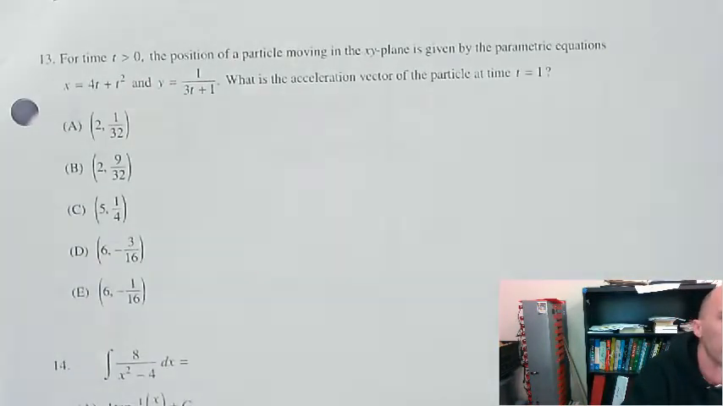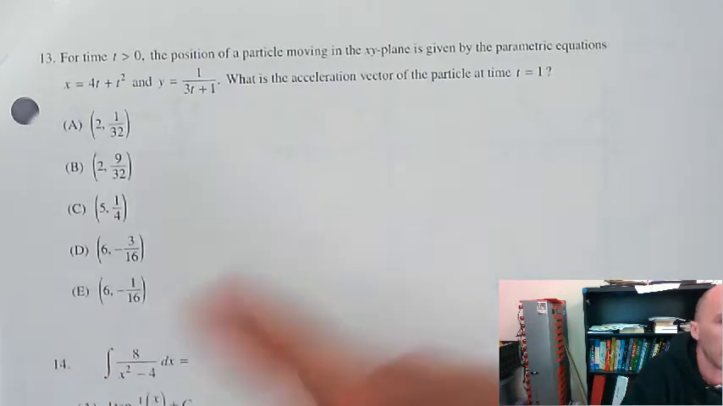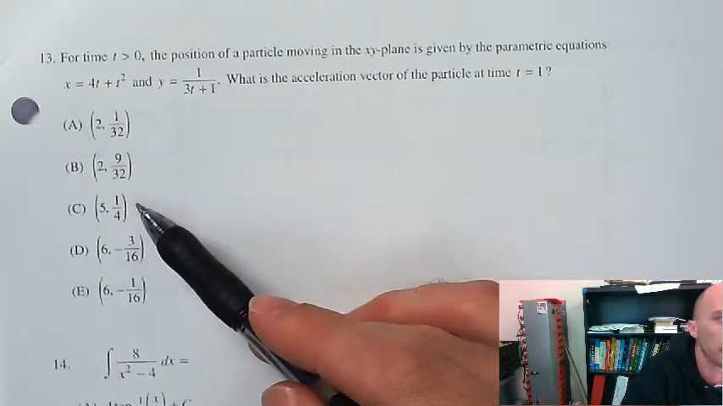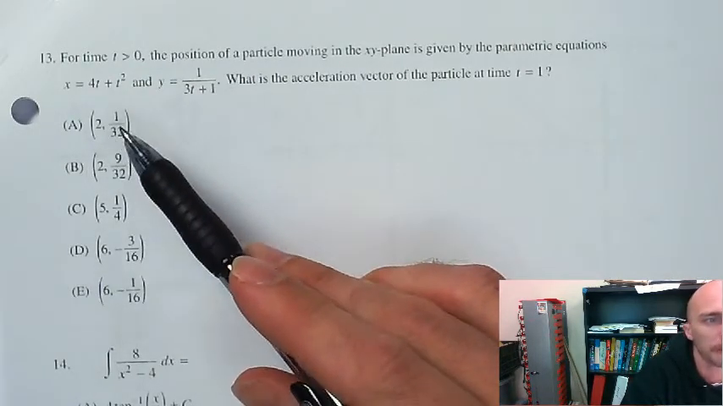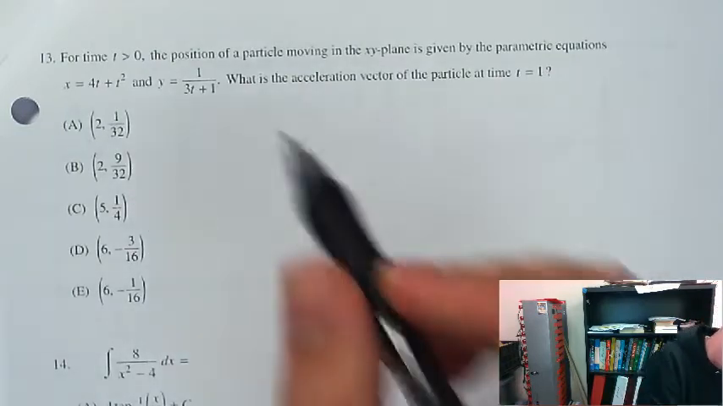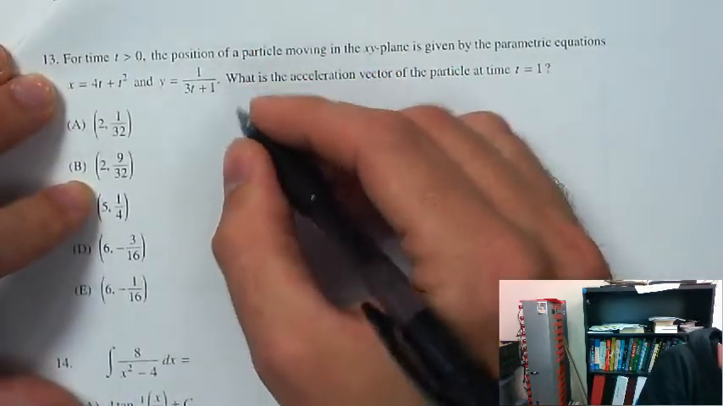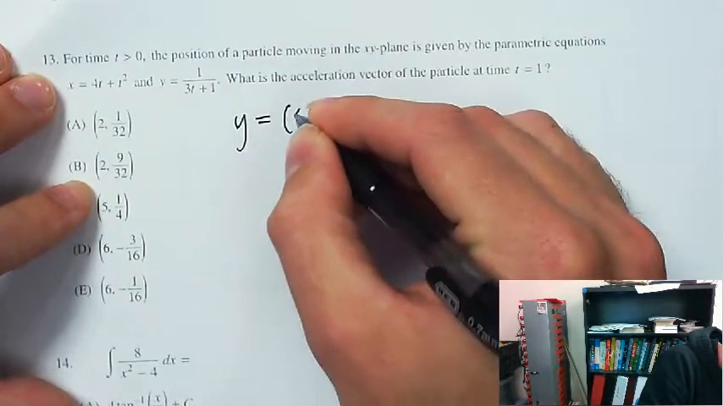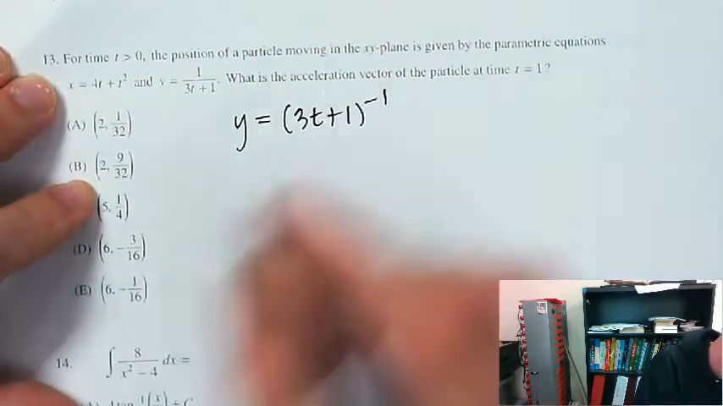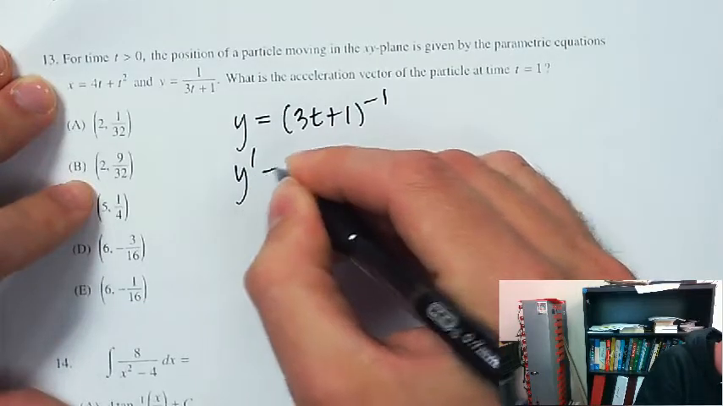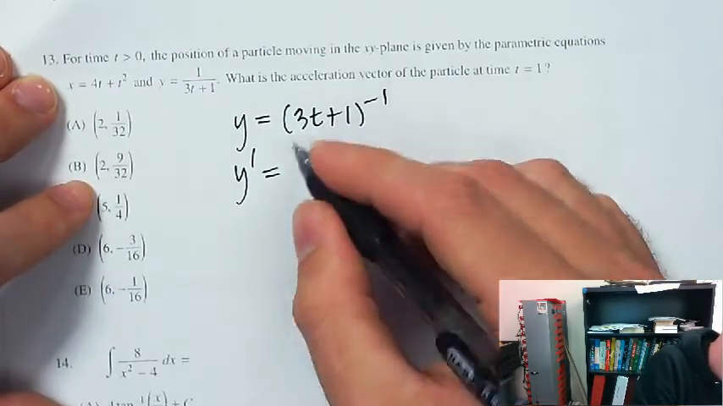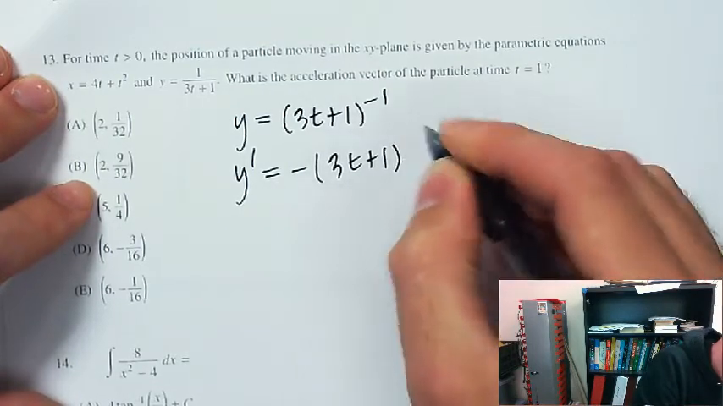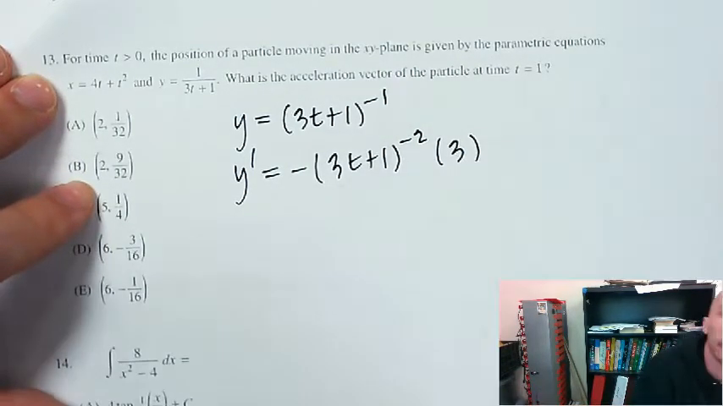For time t greater than 0, we've got parametric equations for the position of the particle. What's the acceleration vector of the particle at time t equals 1? Since I'm seeing different values of y double prime, the y component of acceleration, I'm just going to only work with that. So y equals (3t plus 1) to the negative first power. y prime is going to be negative (3t plus 1) to the negative 2 multiplied by 3 to account for the chain rule.